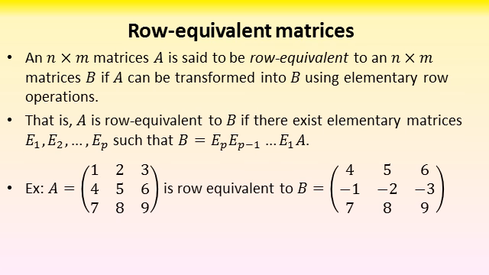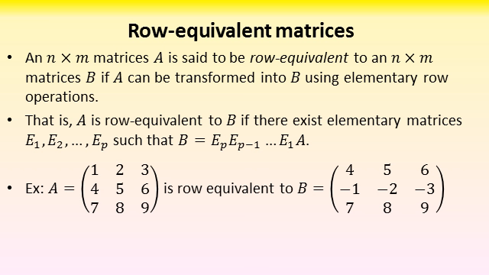So here's an example based on the previous slide. I started with A. I performed two elementary row operations on A. I multiply the first row by -1, and then I swap the first and the second row. Then I ended up with the matrix B, so that means that A must be row equivalent to B.